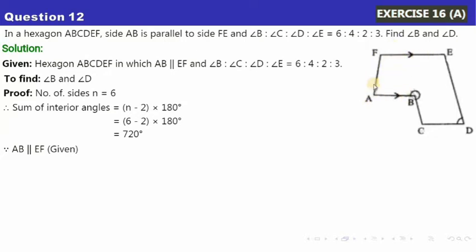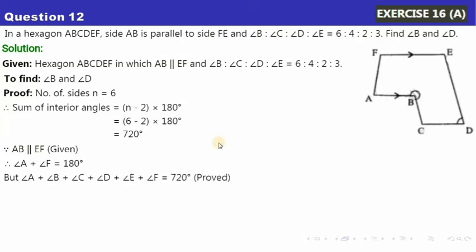So basically, the sum of angle A and angle F will be equal to 180 degrees. Always remember this. Angle A plus angle F will always be 180 degrees because it is sandwiched in between the parallel lines. Alright.